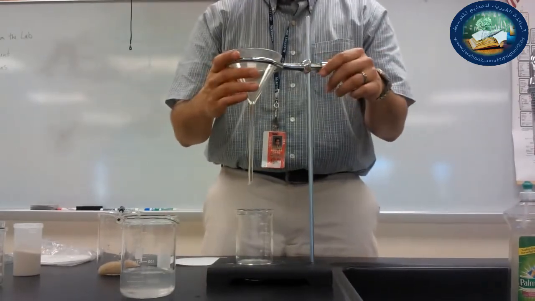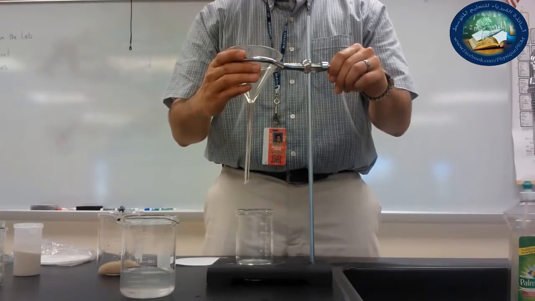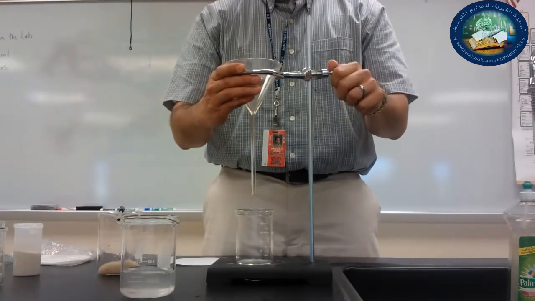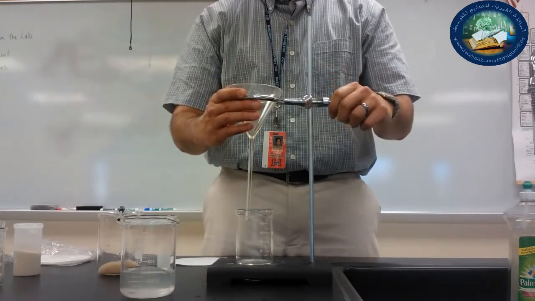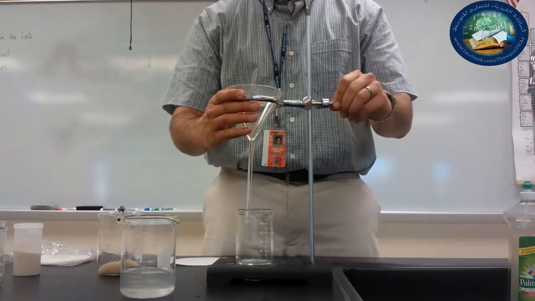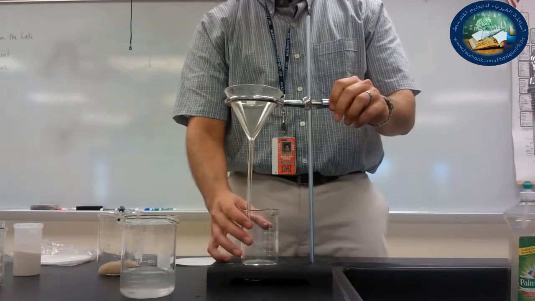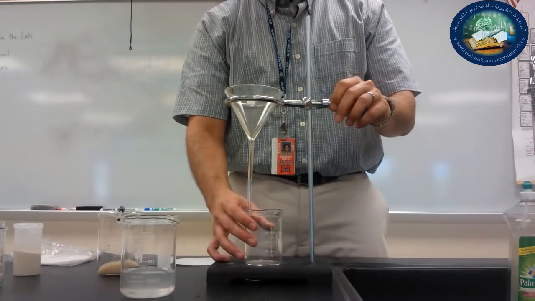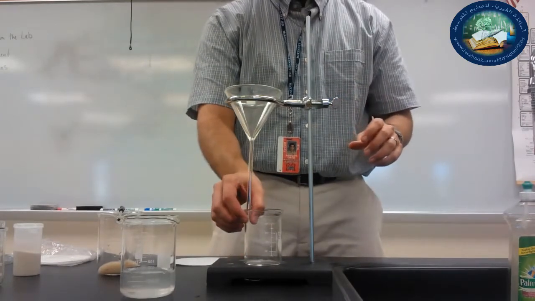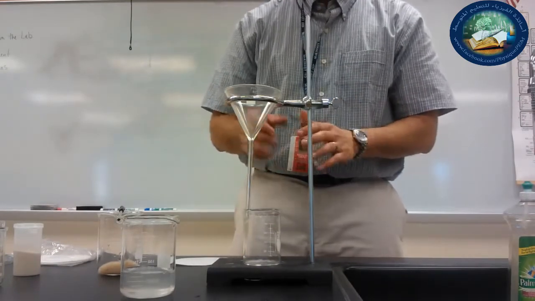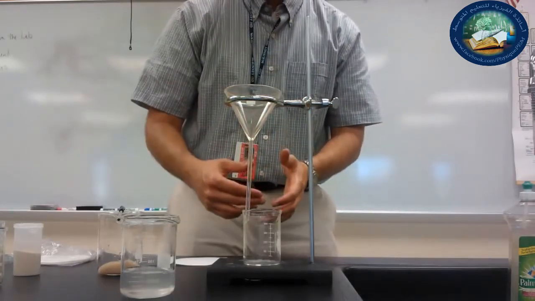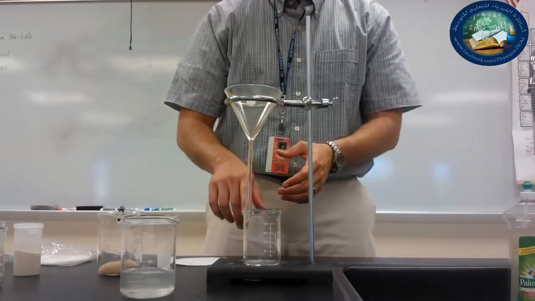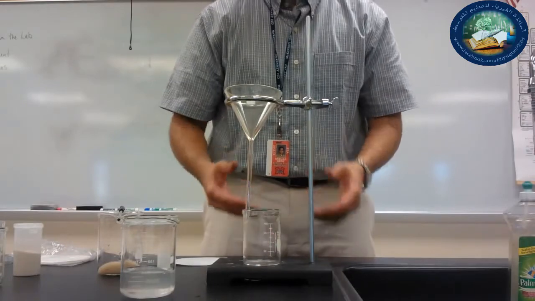But the first thing I'm going to do is adjust my setup. I'm going to bring down my ring so that the funnel is just slightly in the beaker. And then I'm going to place the beaker so that the funnel is touching the wall of the beaker. Again, what I want is for the liquid that begins to drip down to run down the wall of the beaker. I don't want it to splash.